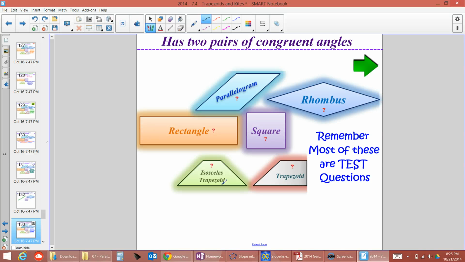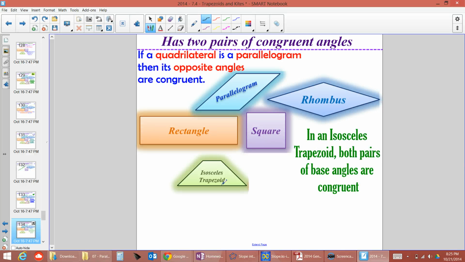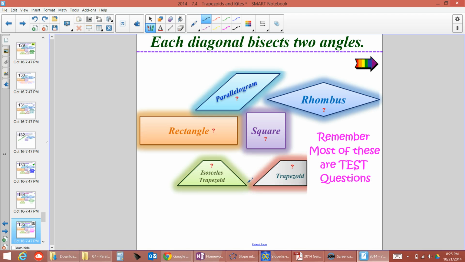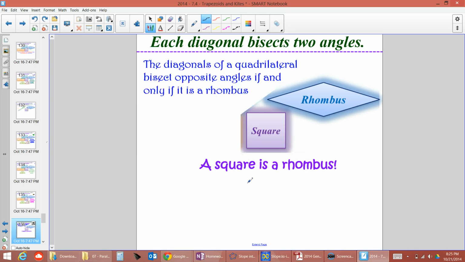Has 2 pairs of congruent angles. That is parallelogram, opposite angles. Rectangle, square, and rhombuses are all parallelograms, so they're included. And then isosceles trapezoid has the top base angles and the bottom base angles also congruent. Each diagonal bisects two angles. Well, that only works for a rhombus and a square. That's the definition of a rhombus, and since a square is a rhombus, it counts.